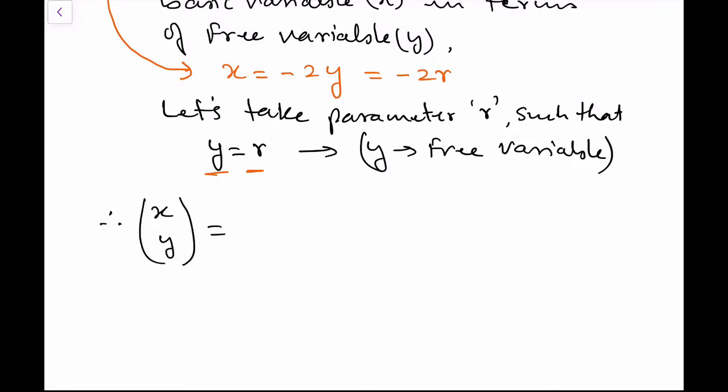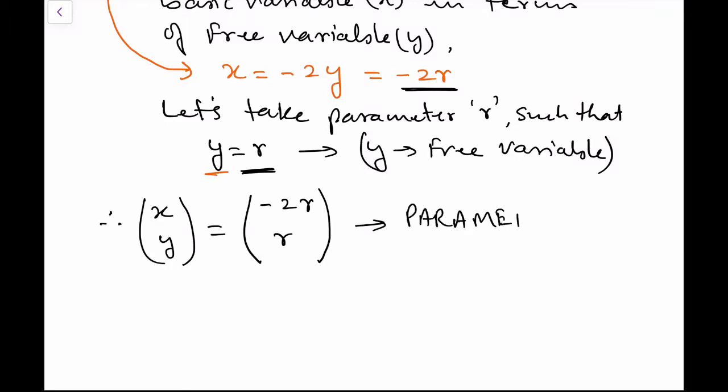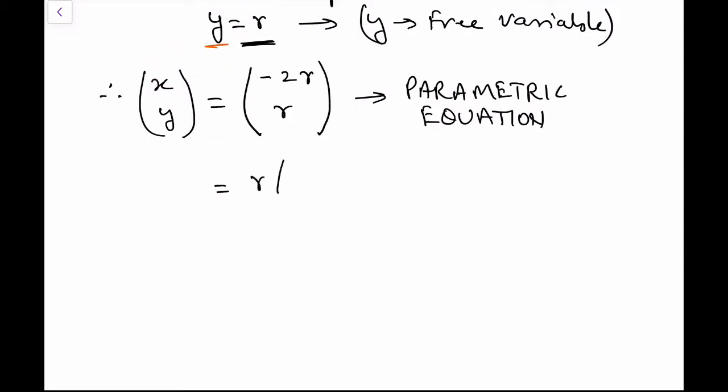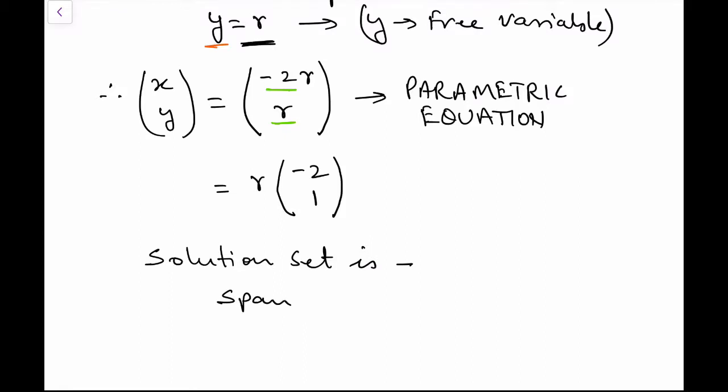Therefore, (x, y) is equal to (minus 2r, r), and this is a parametric equation which can be written as r times (minus 2, 1). So the solution set in this case is span (minus 2, 1), which is a line.